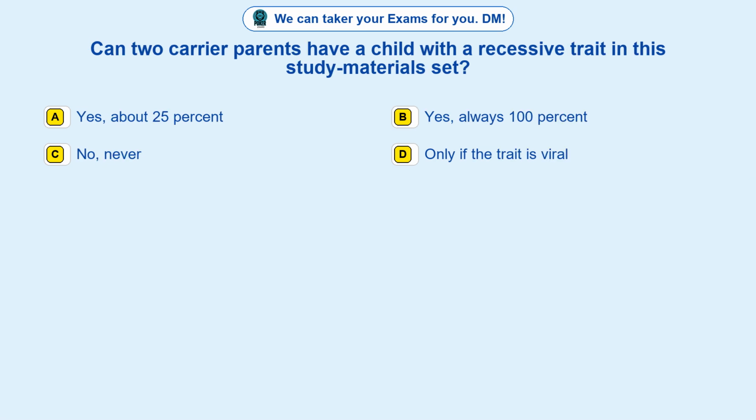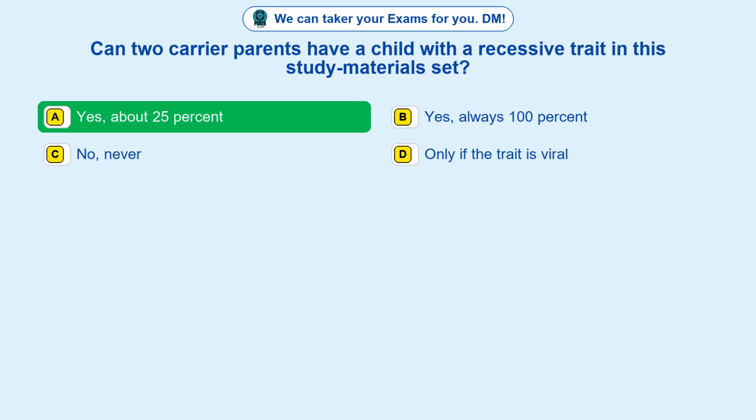Question 11. Can two carrier parents have a child with a recessive trait in this study materials set? Option A. Yes, about 25%. Option B. Yes, always 100%. Option C. No, never. Option D. Only if the trait is viral. The correct answer is option A.